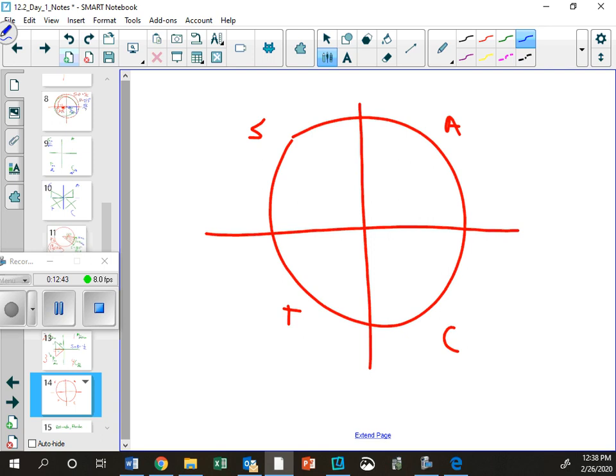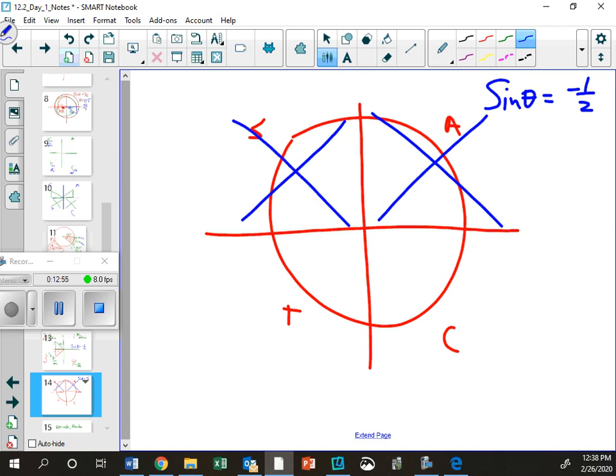All right, so if we're going to do the one I just said, sine of some angle is -1/2, the way I'd recommend doing it is crossing off the places that it can't be. And then drawing in a triangle where it can be. Well, it can be here.